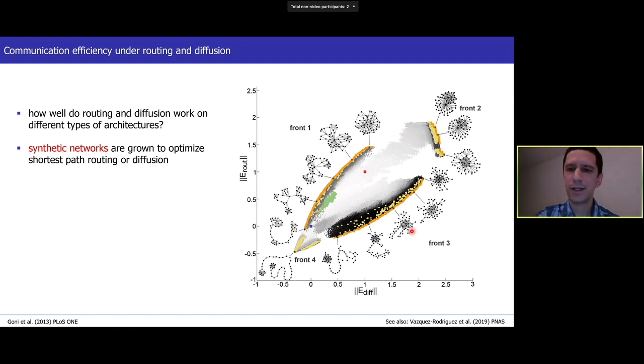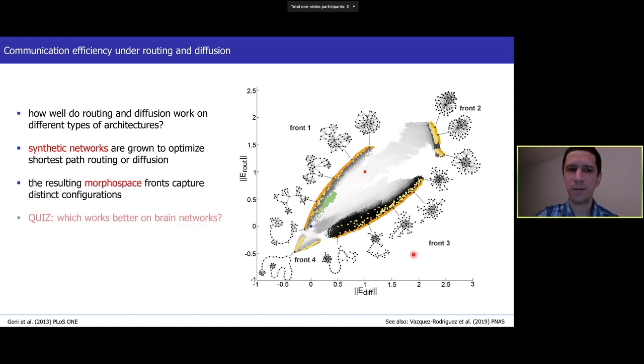So this is very interesting to us because, as you've heard in the other talks in this workshop, brain networks actually have both a prominent community structure and a prominent connective core or rich club. So the big question is, which communication mechanism actually works best for brain networks given this type of result?